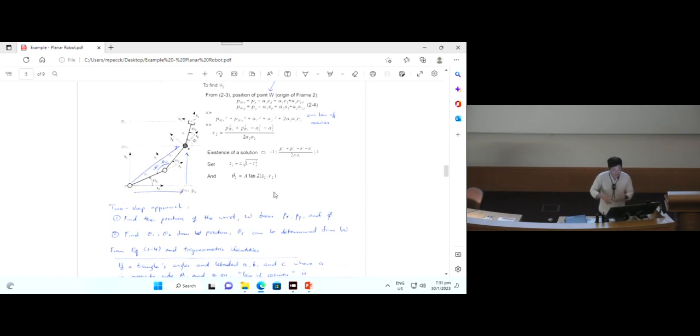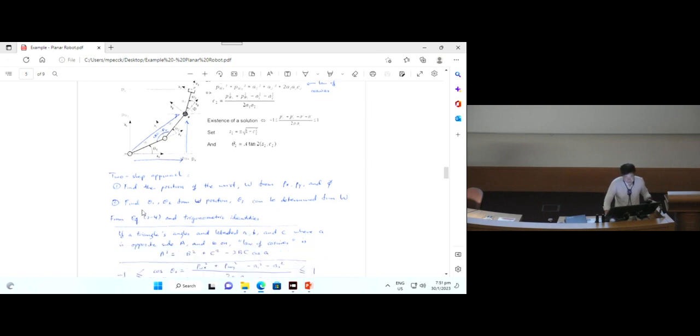So essentially what I'm doing here is using a two-step approach. I find the position of the wrist, and then after that I find theta 1 and theta 2 from the W position, and then I determine theta 3 from the W. So it doesn't mean that you will always be predicting. You have to study the geometry for the solution. It doesn't mean that you always should start from theta 1, solve theta 1, or solve theta 3 first, and so on.